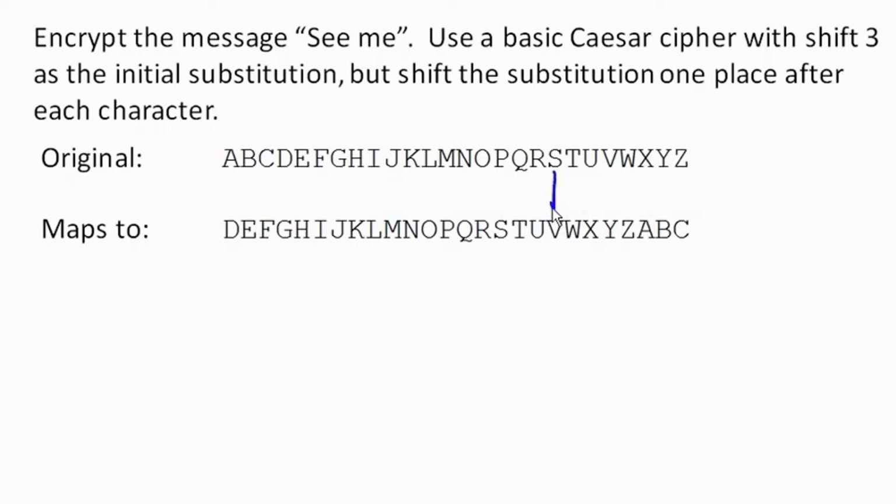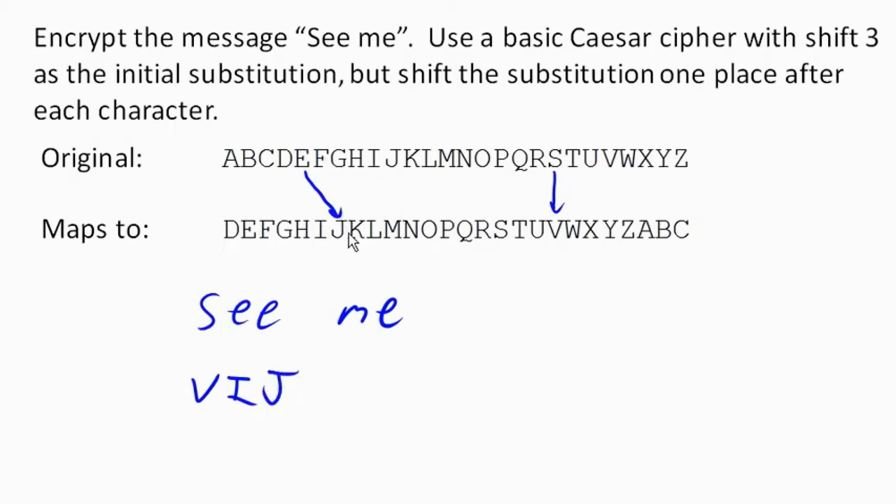So our original message is see me. So S is going to map to V. Now we're going to imagine this all being shifted 1 more place over, which means that each character, instead of mapping straight down, is going to map 1 place further over. So now E is going to map to I. And then we shift again, which means the next time E is going to map to J.